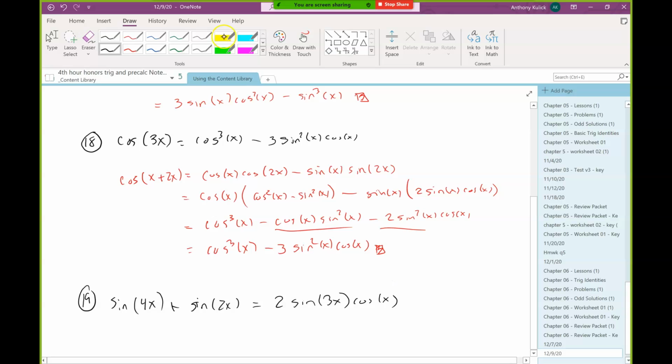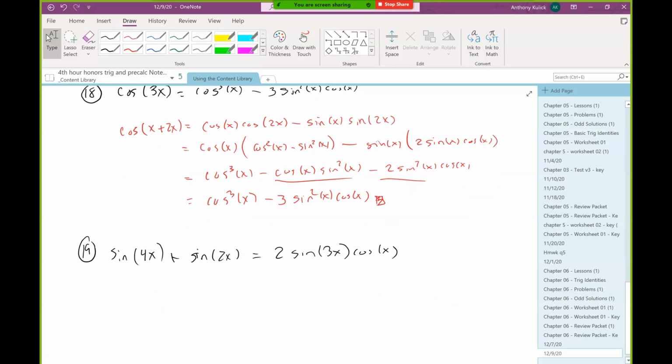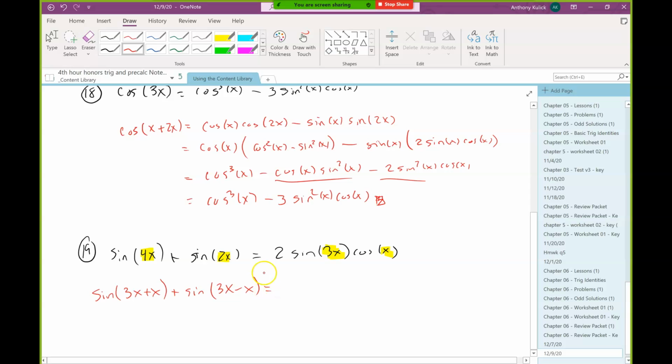Okay. So when I look at this one, this one's a little bit trickier. The key here, though, is seeing that I have a 3x over here and an x over here. And I can write 4x as 3x plus x. And I can write 2x as 3x minus x. So I'm thinking I probably want to work on the left-hand side, because it'll be easy to rewrite this in terms of 3x and 1x. So that's going to be kind of the trick there.